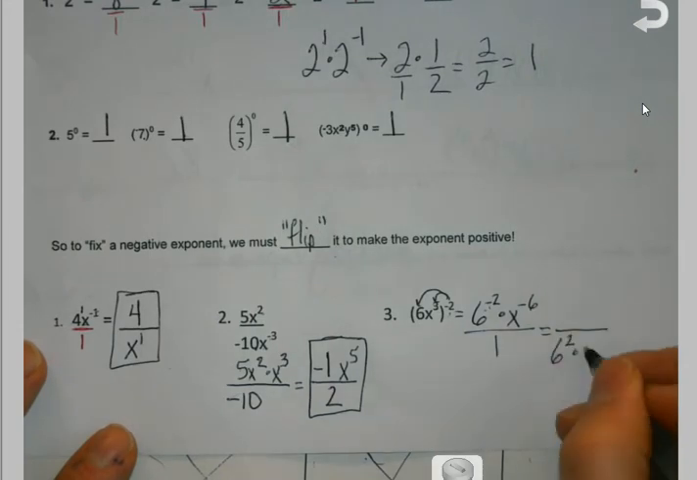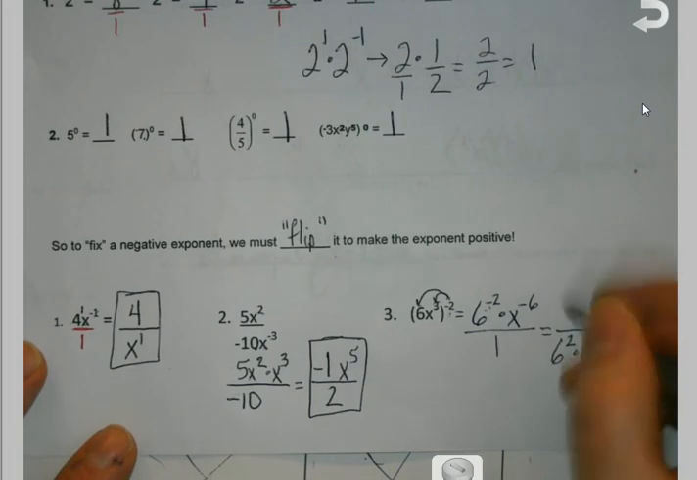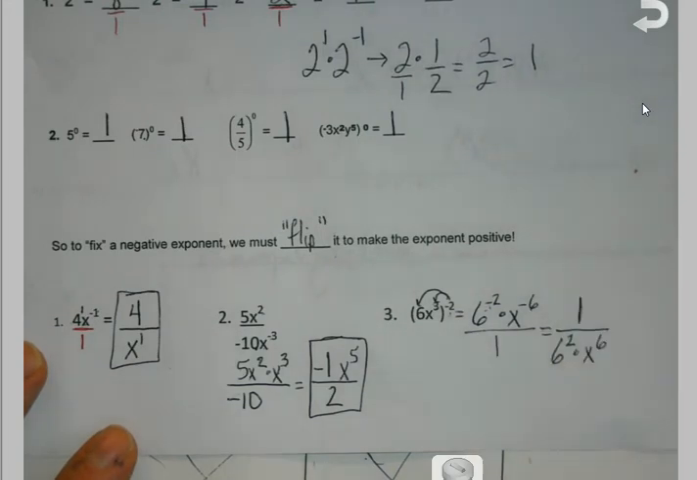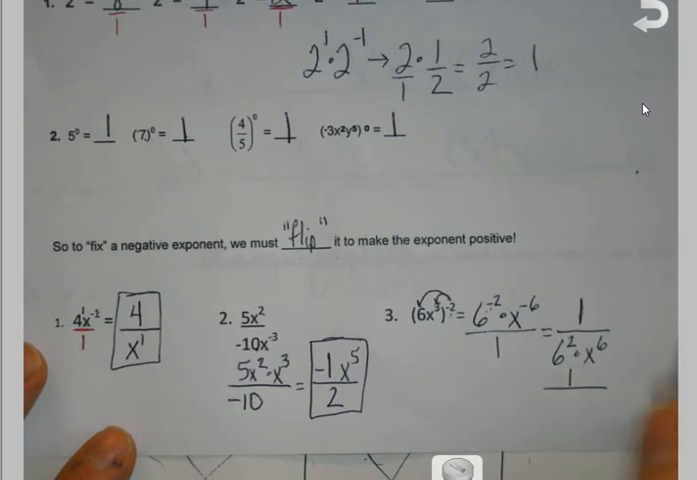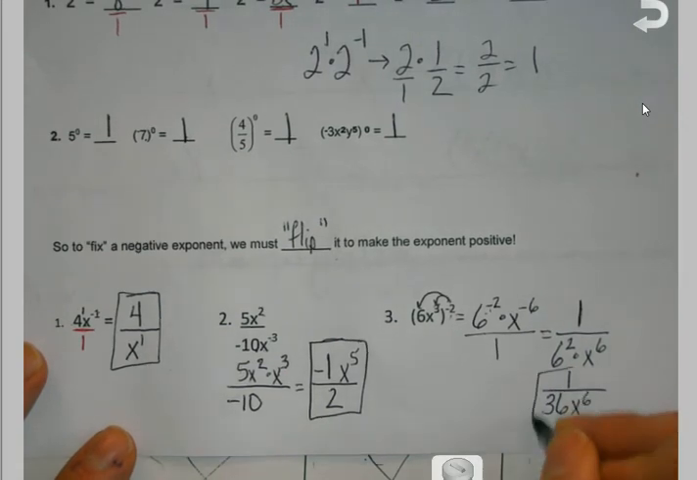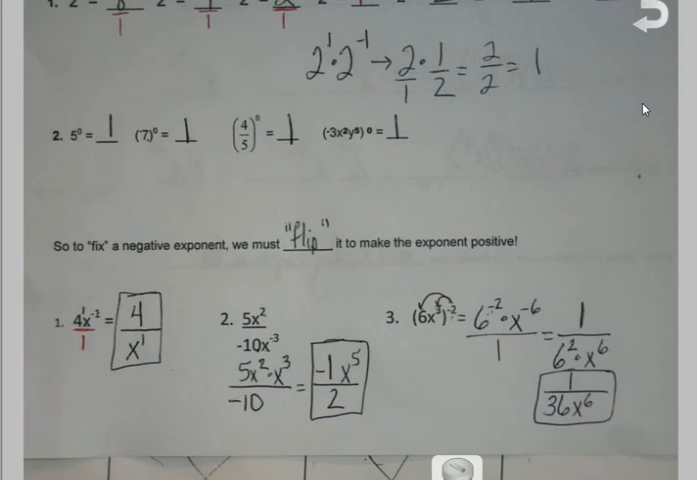Negative exponent, heading down. There's nothing left up here. Well, there needs to be. If you ever get rid of everything somewhere, replace it with a 1, even if it's a fraction. And then, of course, I want to simplify what I have. 6 squared, again, is not 6 times 2. It's 6 times 6. And I'm ready to roll.